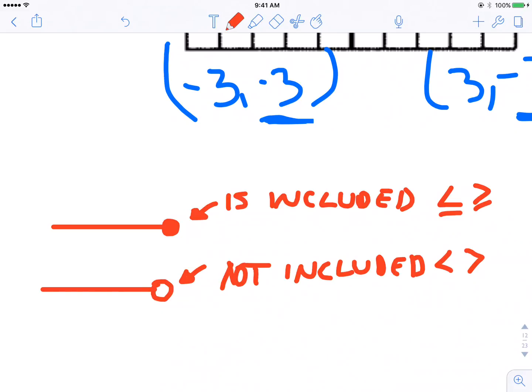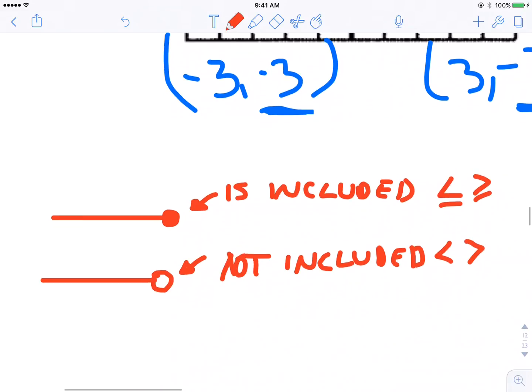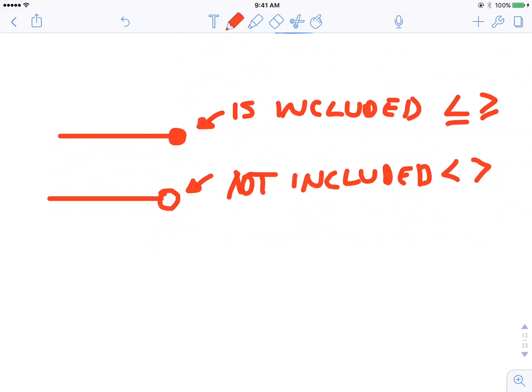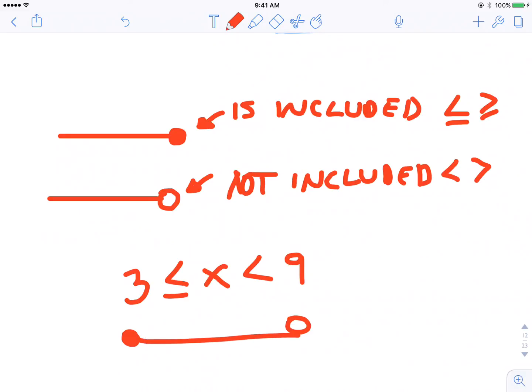Something to remember. And then one other thing that sometimes you'll see, if we did have a domain or range that looked like this, 3 less than or equal to x is less than 9. So I'm going to have a closed dot on this end, I'm going to have an open dot on this end, and there's going to be some kind of line.